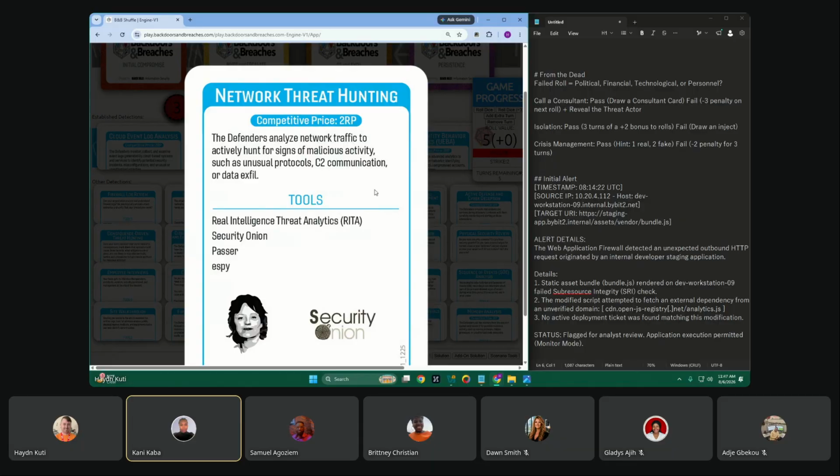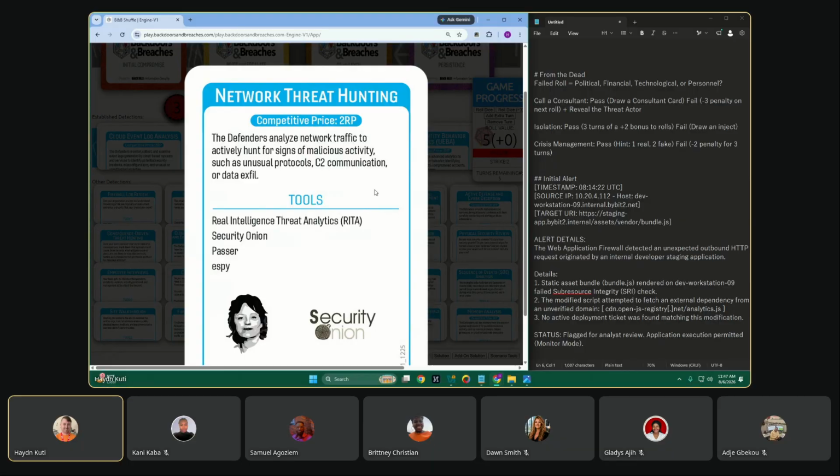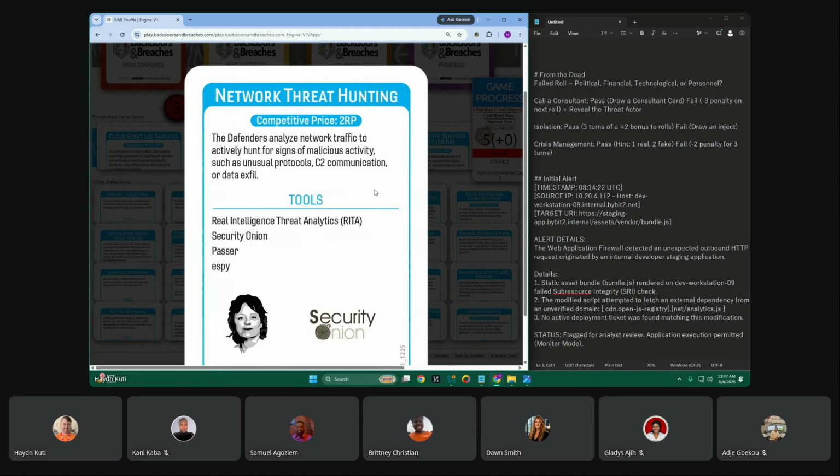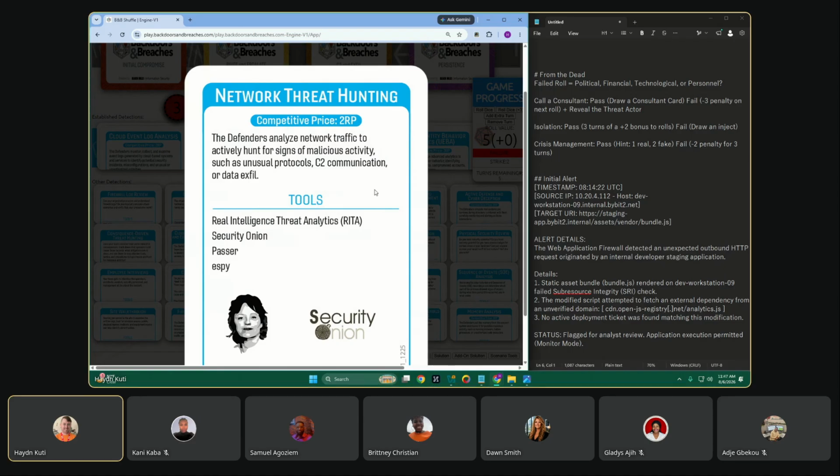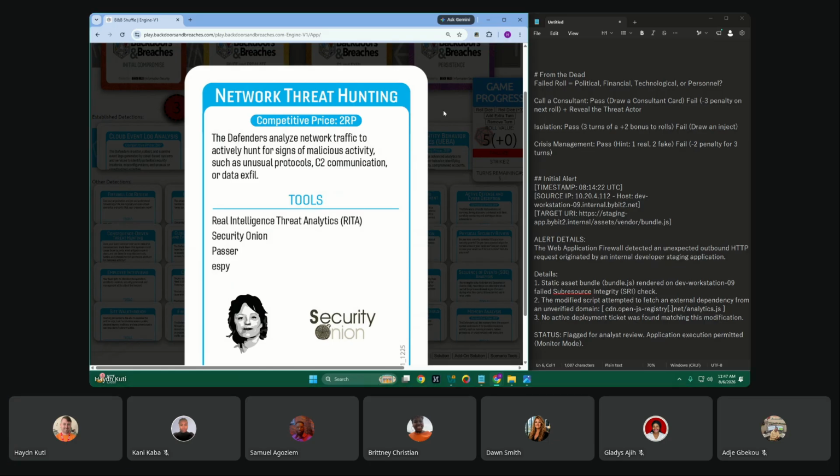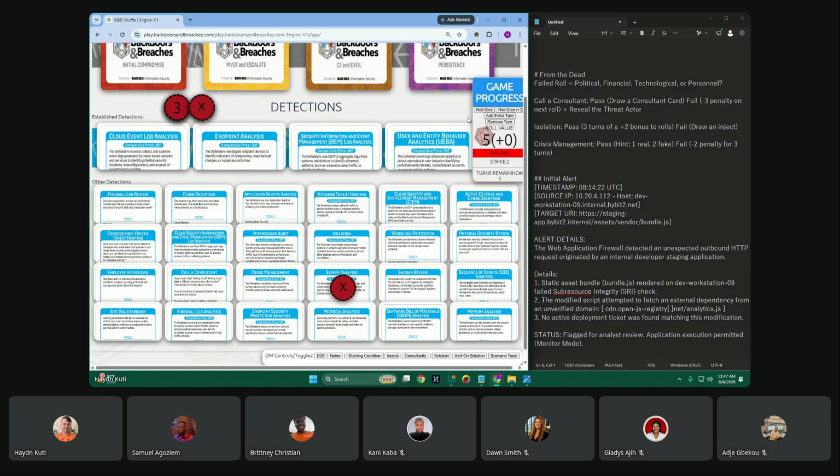Defenders analyze network traffic to actively hunt for signs of malicious activity, such as unusual protocols, C2 communication, or data exfil. I've been wanting to use that one for a minute. So have I. It was on my mind at first. Yeah, let's try it out.